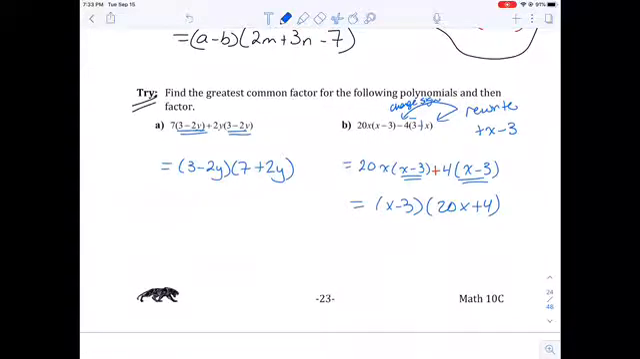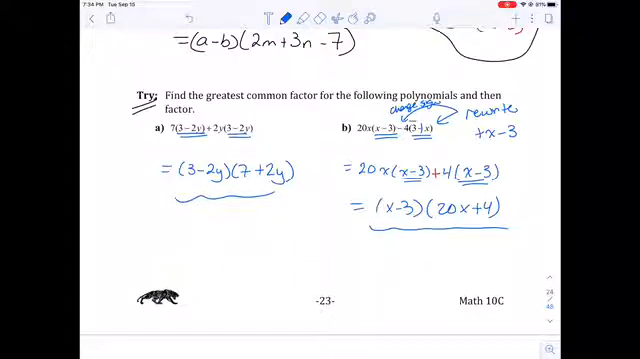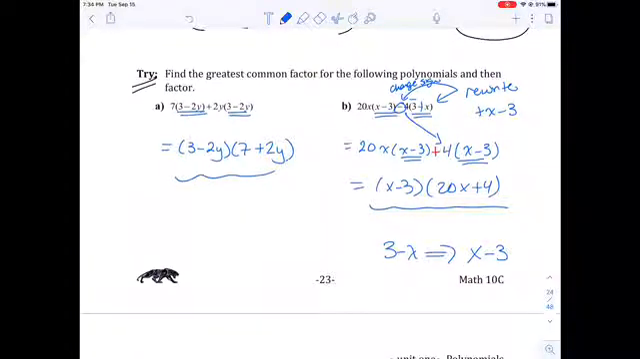Okay then, so I have a look, and I can see that my two answers there are 3 minus 2y times 7 plus 2y, and x minus 3 times 20x plus 4. So here I had the x minus 3 and the 3 minus x thing. I rewrote 3 minus x to positive x minus 3, and we changed this sign from a negative to a positive. Okay, and there we were able to factor that quite nicely.